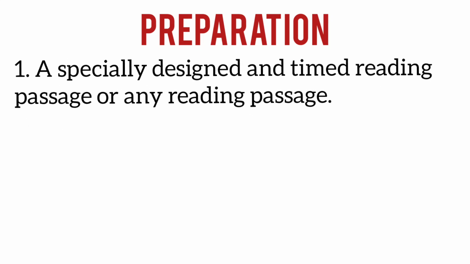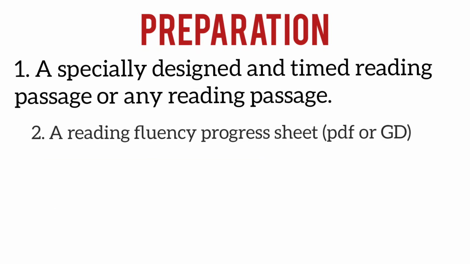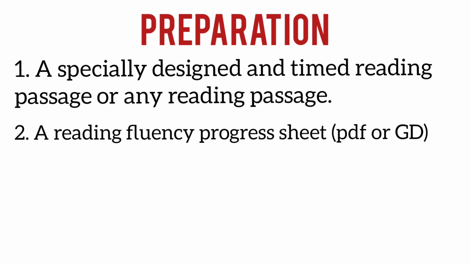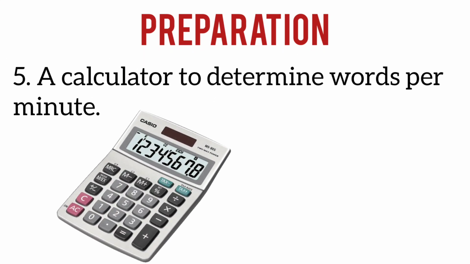Number 1. A specially designed timed reading passage or any reading passage. If you want to find specially designed timed reading passages, you can go to readwords.org or dreamreader.net. Number 2. A reading fluency progress sheet, PDF or in Google document. Number 3. A timing device. Number 4. A pencil or a pen for each student. In online classes, they can use the notepad on their computers. Number 5. A calculator to determine words per minute, sometimes abbreviated as WPM.